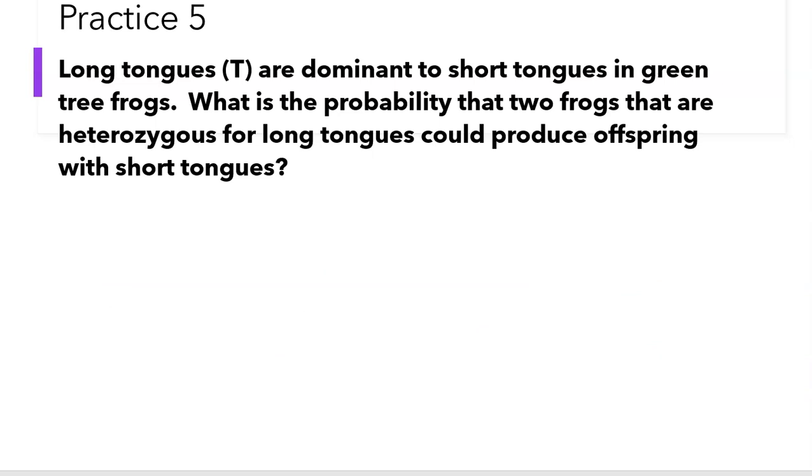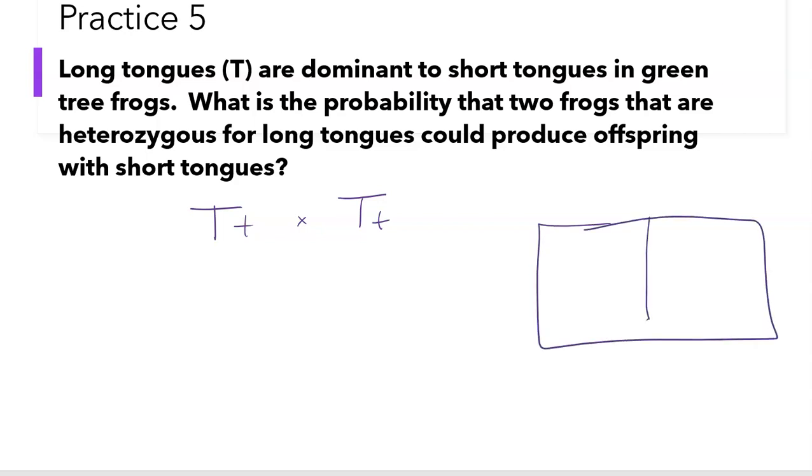Last example. Long tongues are dominant to short tongues in tree frogs. What is the probability that two frogs that are heterozygous for long tongues could produce offspring with short tongues? So what is the probability? We have two heterozygous frogs. What is the probability that their offspring would have a short tongue? So set up your cross.